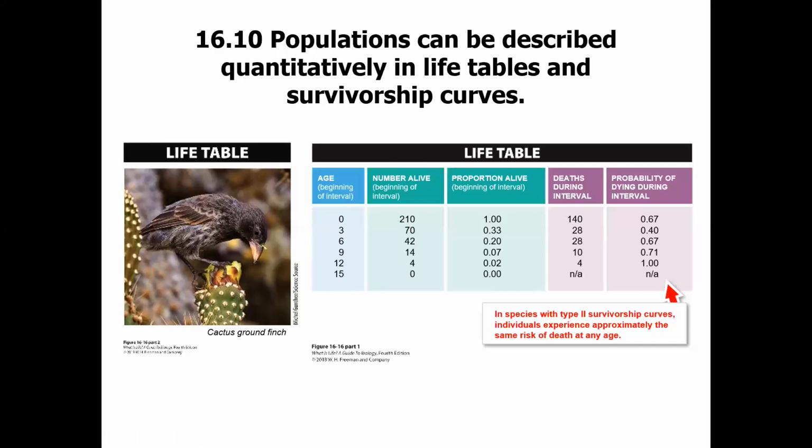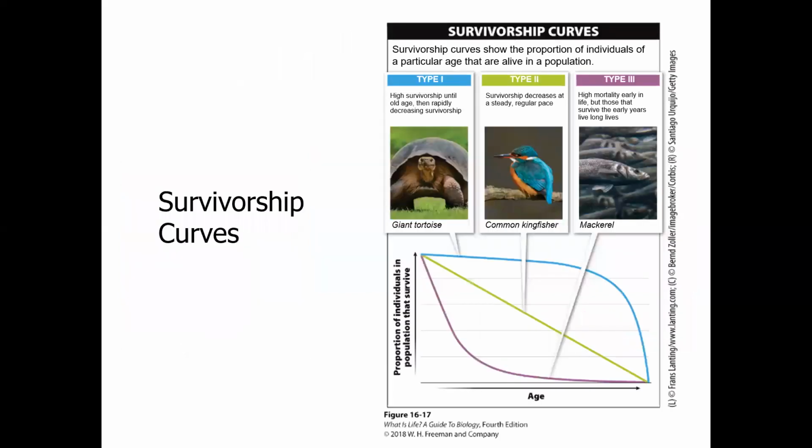That shows us that the individuals put a lot more emphasis on a numbers game. They're just producing a lot of individuals overall, ultimately in hopes that some will make it to sexual maturity and be able to reproduce. So that is a life table.